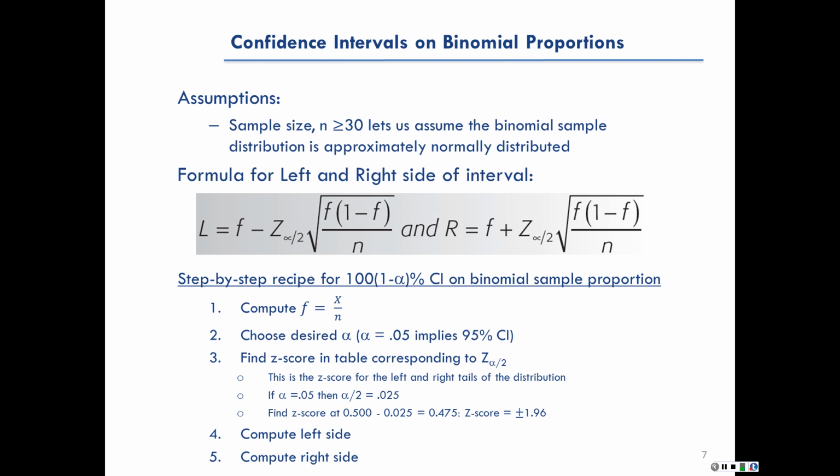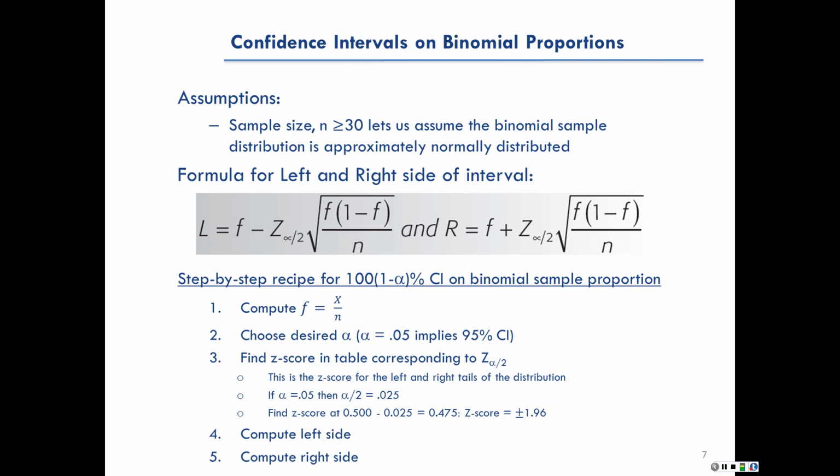This formula should look very familiar because it's similar to what we used for confidence intervals around the means. Except in this case, for the left side we're taking the fraction of success minus whatever value of z we have for a given alpha value, which is the same as what we did for the means. So if alpha were equal to 0.05, z alpha over 2 is 1.96. So it would be f minus 1.96 multiplied by the square root of f, which again is the fraction of successes, multiplied by 1 minus f, over n.